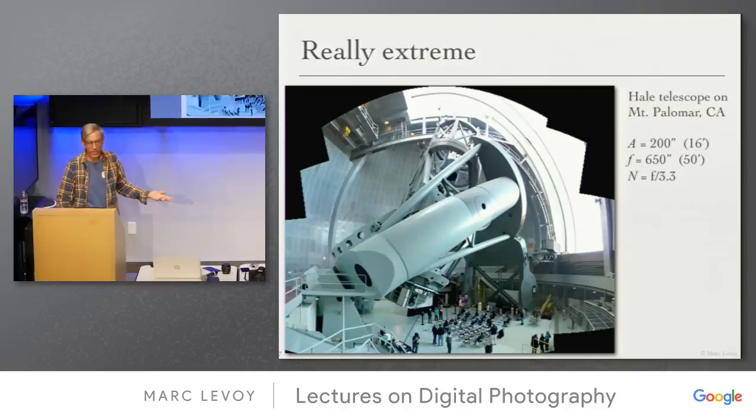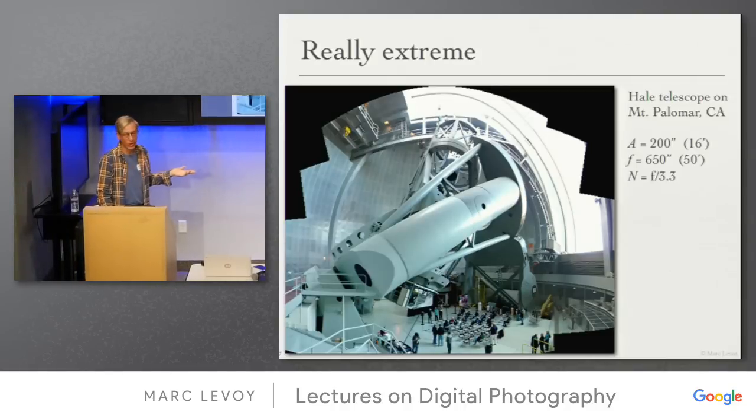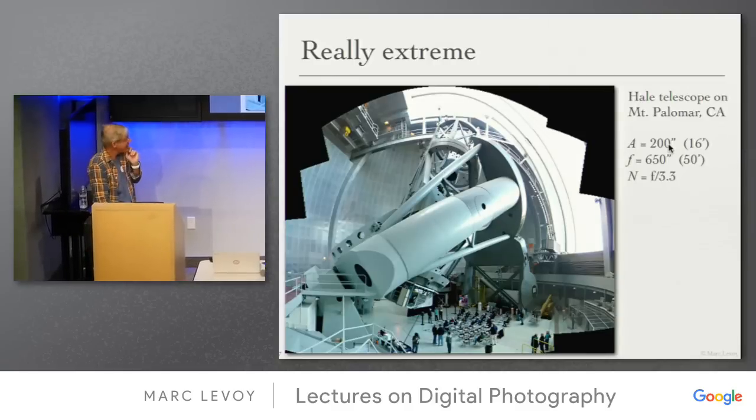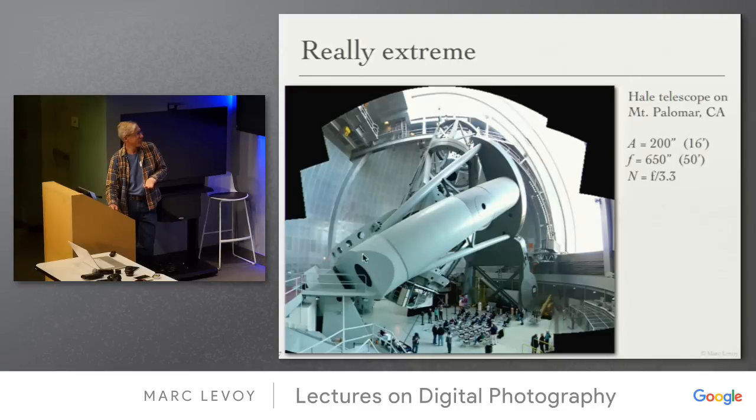Well, large telescopes are just big cameras. Palomar is no longer the largest in the world. The largest is 400 inches. But let's work this through. The diameter of the aperture is 200 inches. It's a 16-foot aperture. By the way, it's not this thing. That's just a mechanical support. It's this thing from here to there. That's the actual telescope.